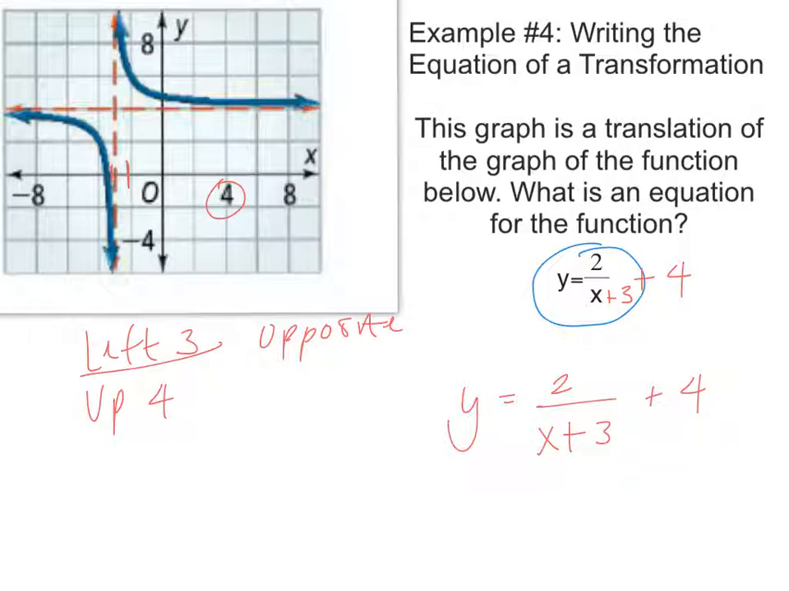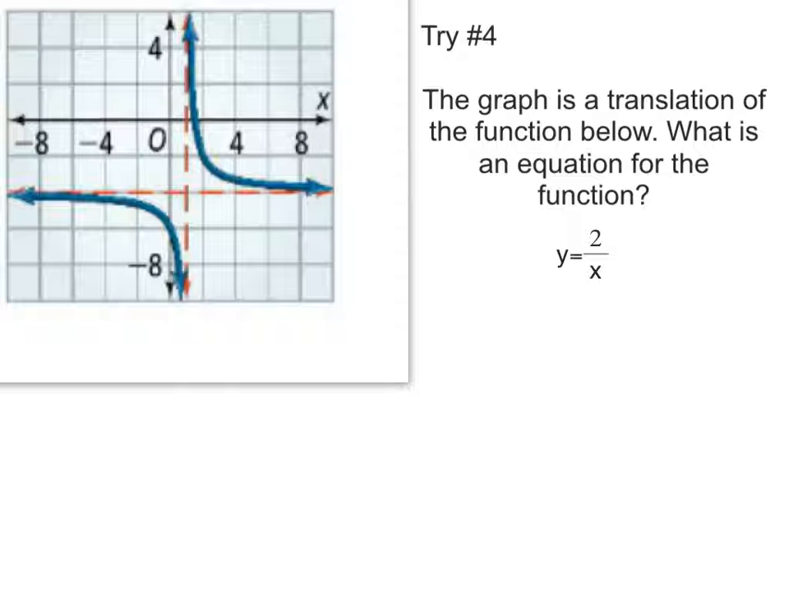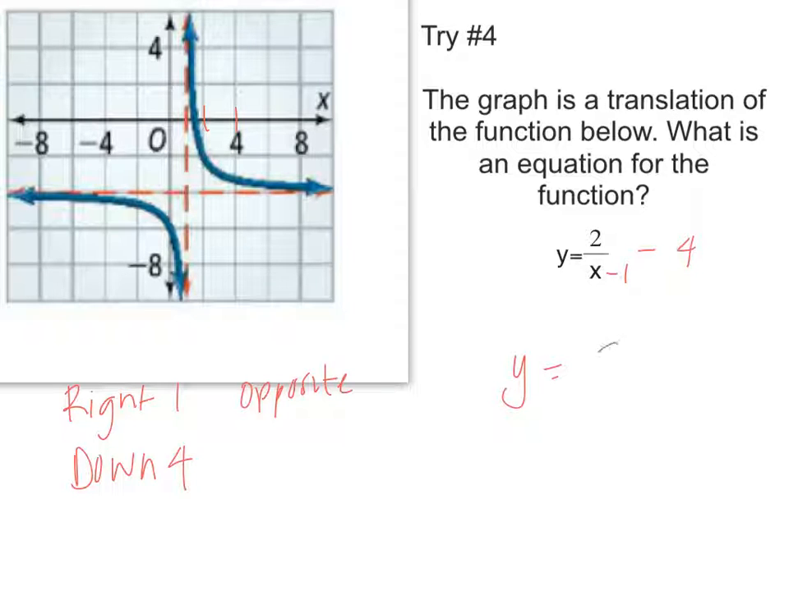Let's try another one. Once again, we just want to check to see how it's been shifted. Okay, every tick mark is a 2. So it moved to the right 1. And it moved down 4. Okay, the down 4 is simple. It's just going to be minus 4. But remember, right is opposite. So instead of moving to the right and it being positive, it's going to be negative. So this function is going to be y equals 2 over x minus 1 and then minus 4.